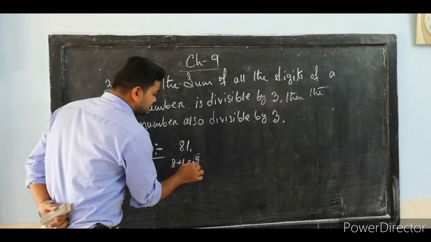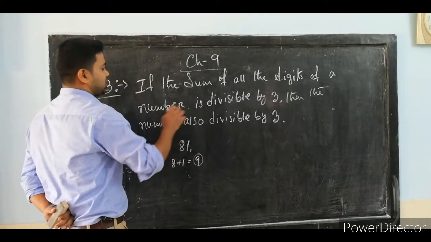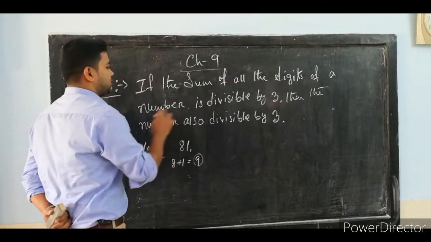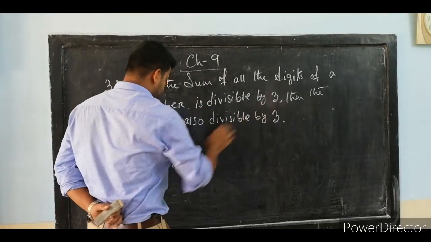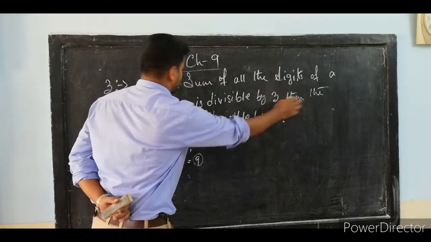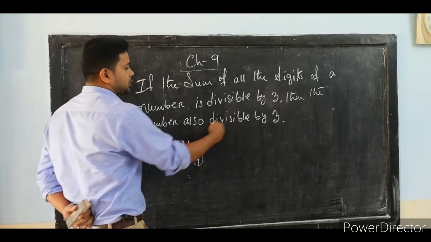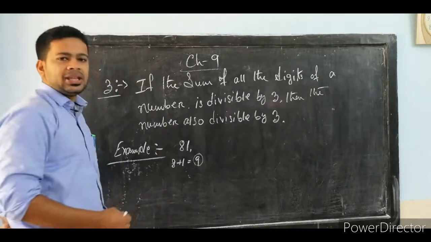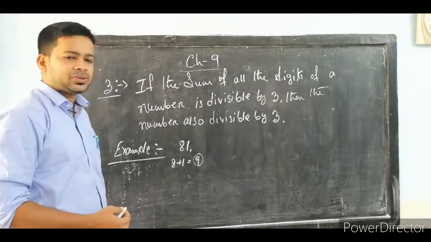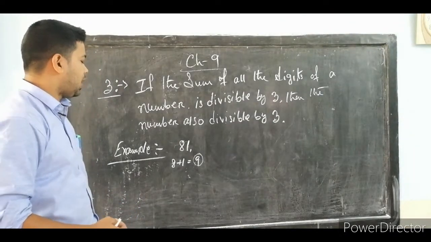So since 9 is divisible by 3, here it is said, if the sum of all the digits of a number is divisible by 3, then if 9 is divisible by 3, the number 81 is also divisible by 3. In this way we can check for other numbers also.